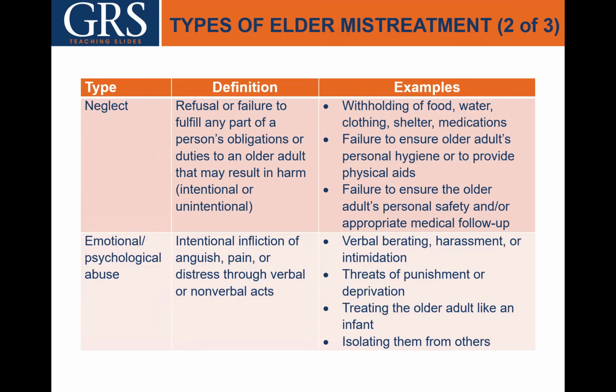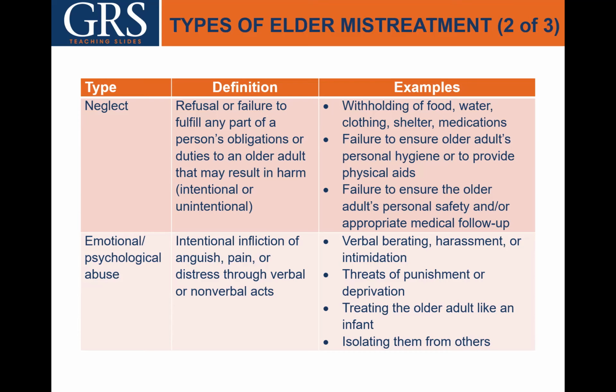The third one is neglect. It contains intentional or unintentional neglect. It means refusal or failure to fulfill any part of a person's obligations or duties to an older adult that may result in harm. Examples include withholding of food or life support from the older patient, or failure to ensure older adults' personal hygiene or personal safety.